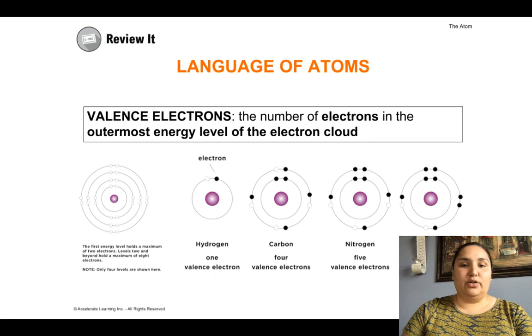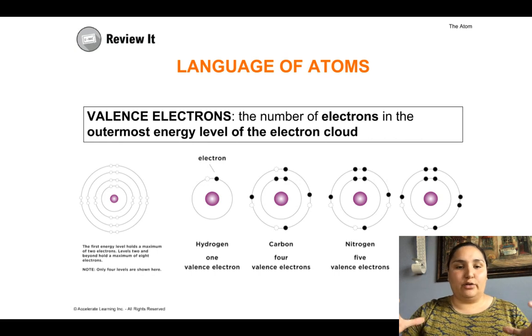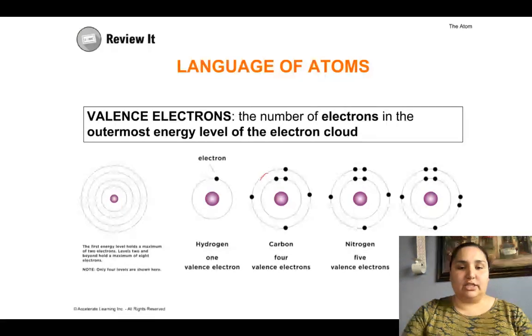Valence electrons. So your valence electrons are just the electrons on the outermost shell, our energy level. All right, so hydrogen has 1 valence electron, as you can see there, meaning it only has 1 electron on the last shell. Carbon, you're only going to look at your last shell, this one. And carbon has 2, 3, and 4. Nitrogen has 1, 2, 3, 4, and 5. And oxygen has 6, okay?